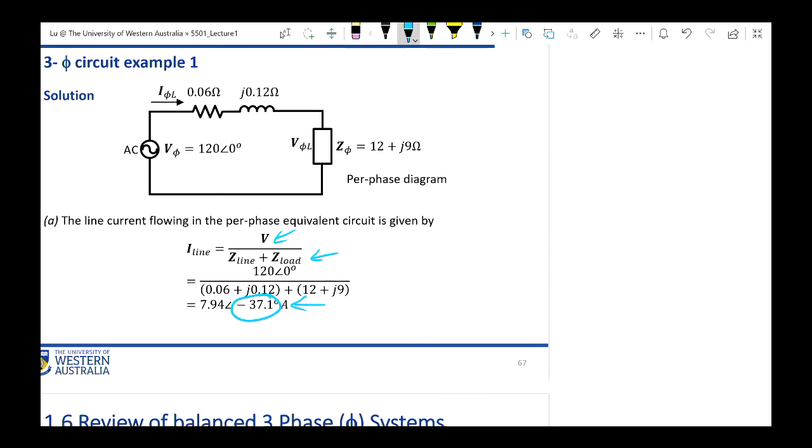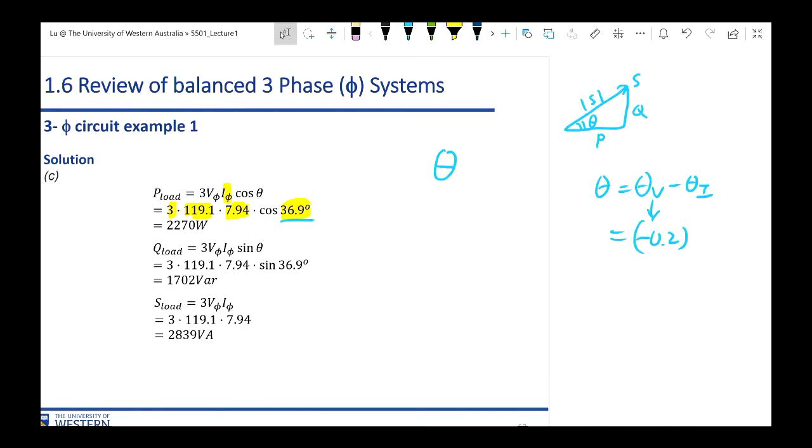And we calculated the angle for this AC current vector as negative 37.1. That is our theta I here. So we subtract negative 37.1 degrees. The difference is how much? 36.9 degrees. This angle is the angle used in the complete power and also other power calculations. Okay, this is the whole thing here. And the calculation should be easy. I leave that to you.